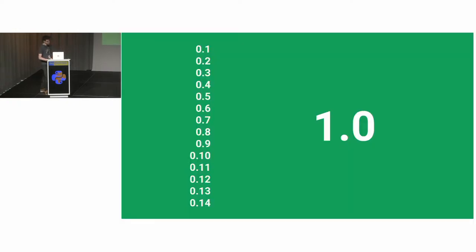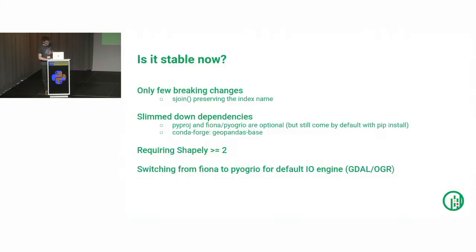Then let's go to the actual 1.0 release. What's changed? What does it mean? Maybe a question that people will ask is, is it stable now that we have a 1.0?